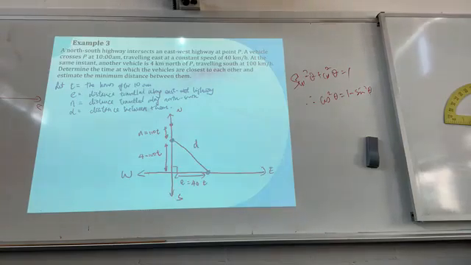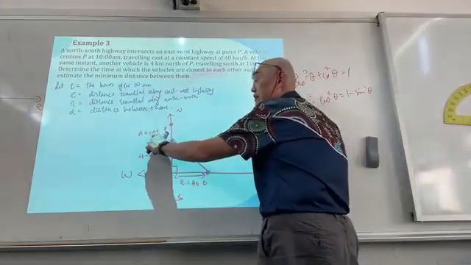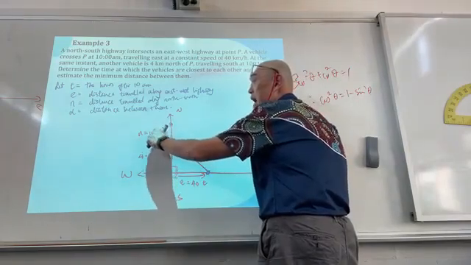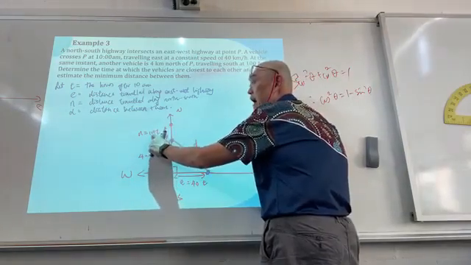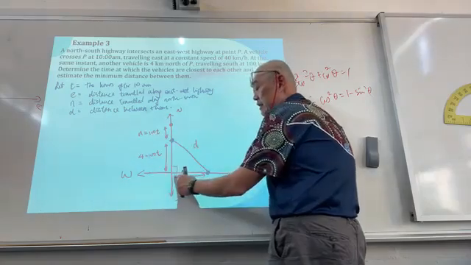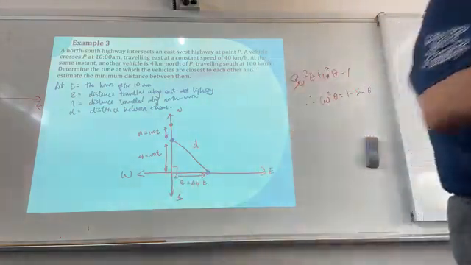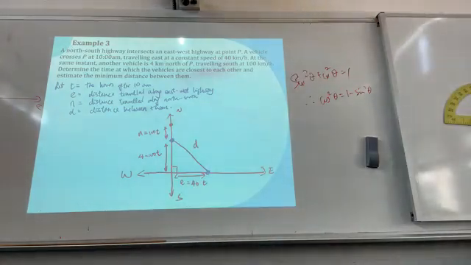So N is traveling downwards at 100 kilometers per hour, so it's 100 times T, where T is the time after 10 a.m. And E is traveling at 40 kilometers per hour, so it's 40 times T.